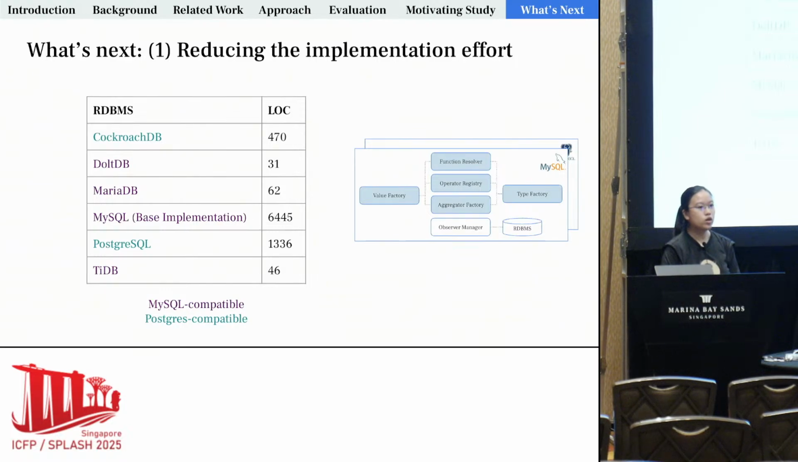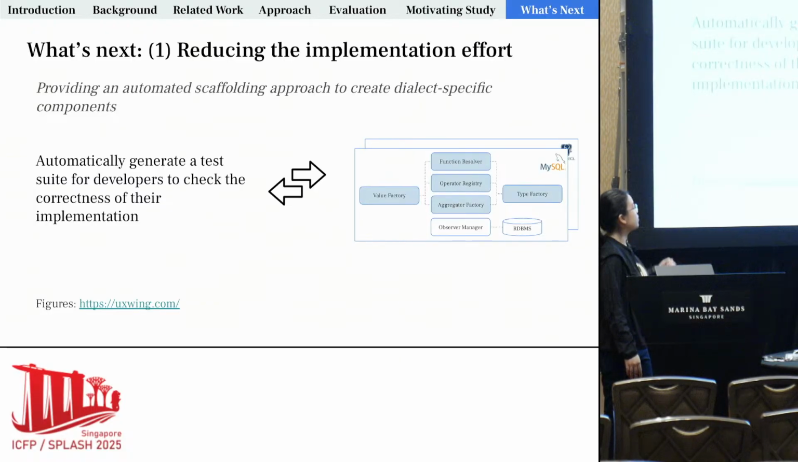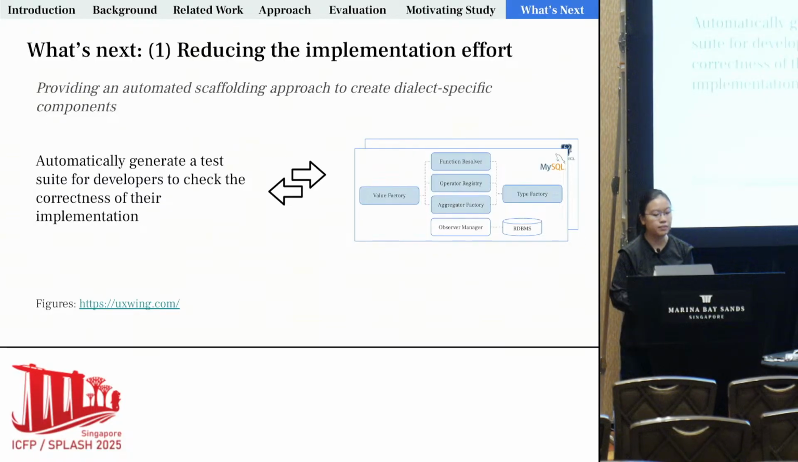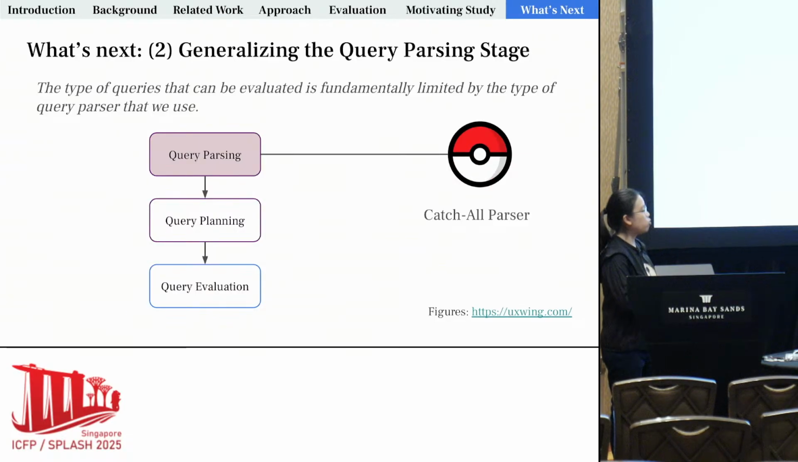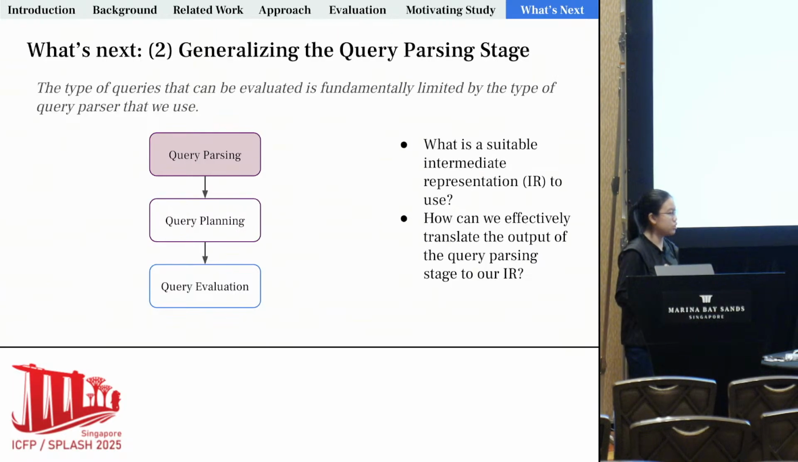For the next step, we also want to see how we can further reduce the amount of implementation effort needed to extend Siloso to a different dialect. For instance, we can go for an automated scaffolding approach which generates dialect-specific components together with test suites for developers to validate the correctness of their implementation. Finally, the query parsing stage at the moment uses a general catch-all parser. So we want to see whether there is a suitable intermediate representation to use so that we can also parse the query in a dialect-adaptable manner.